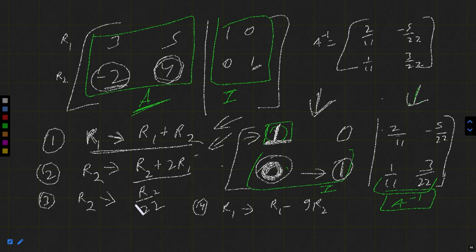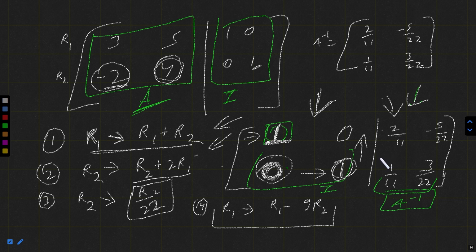Now the second step will be making this entry as 1. The appropriate operation will be just the division thing. So I divided by 22, you will get 1. Now make this entry as 0. Quite the appropriate operation was, in the first row, R1 minus 9 times of R2. You will get 0. So through all these 4 row operations, I have this matrix, and this matrix I'll be calling it as A inverse.